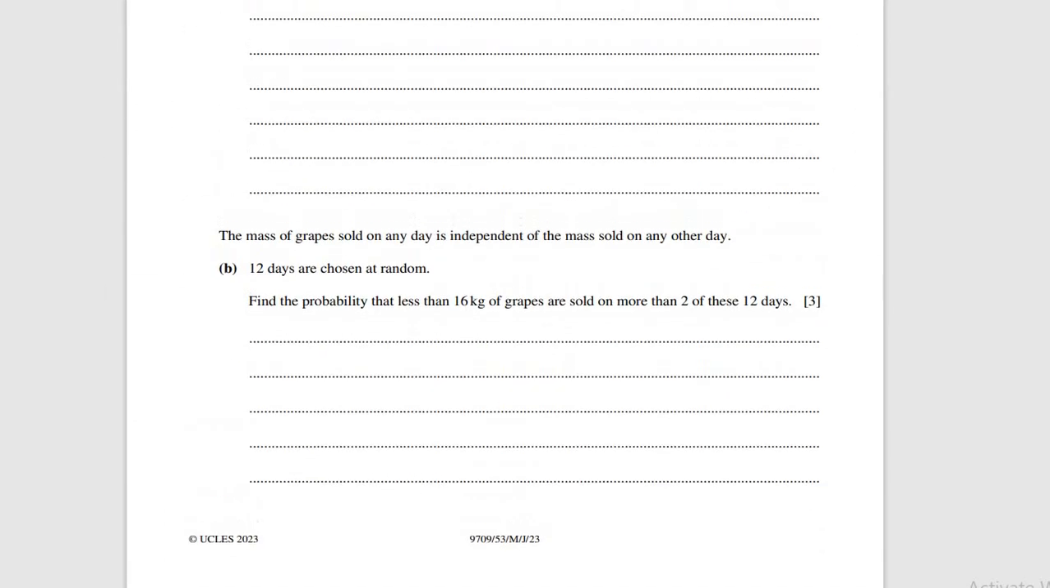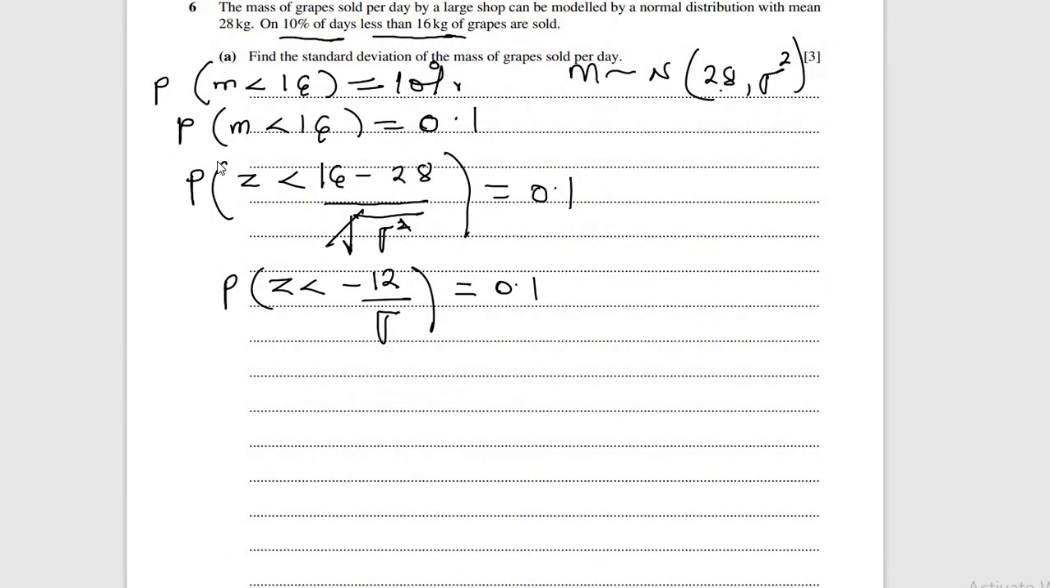Now, you should be familiar with this. So z less than minus 12 over sigma means phi of minus 12 over sigma, because it's less than, equal to 0.1. Which is the same thing as saying minus 12 over sigma.